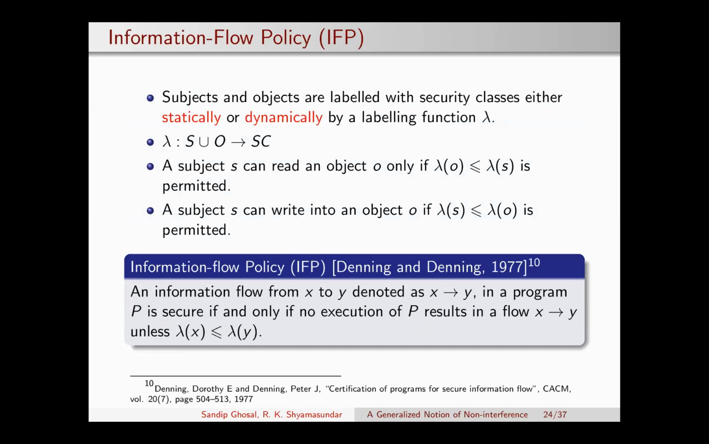Next, we define the information flow policy, or IFP, for a program P. IFP says the program P is secure only if no execution of P results in a flow x to y unless lambda of x can flow to lambda of y.